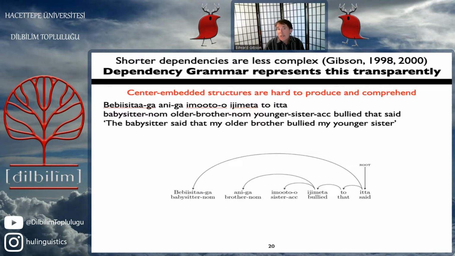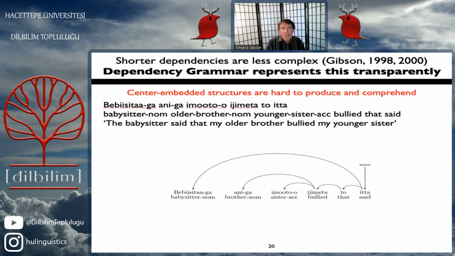You can do SOV word order like Japanese, or lots of languages have SOV word order, and different things get embedded. So here's the babysitter said that my older brother bullied my younger sister in Japanese. And so that's babysitter said brother bullied sister. And there are two different ways I could have said this. I could have put babysitter right beside said, and that would have been an easier way to say this actually in Japanese, rather than putting babysitter right at the beginning here. I could put it right against said, and that would be even easier. The dependencies would be more local.